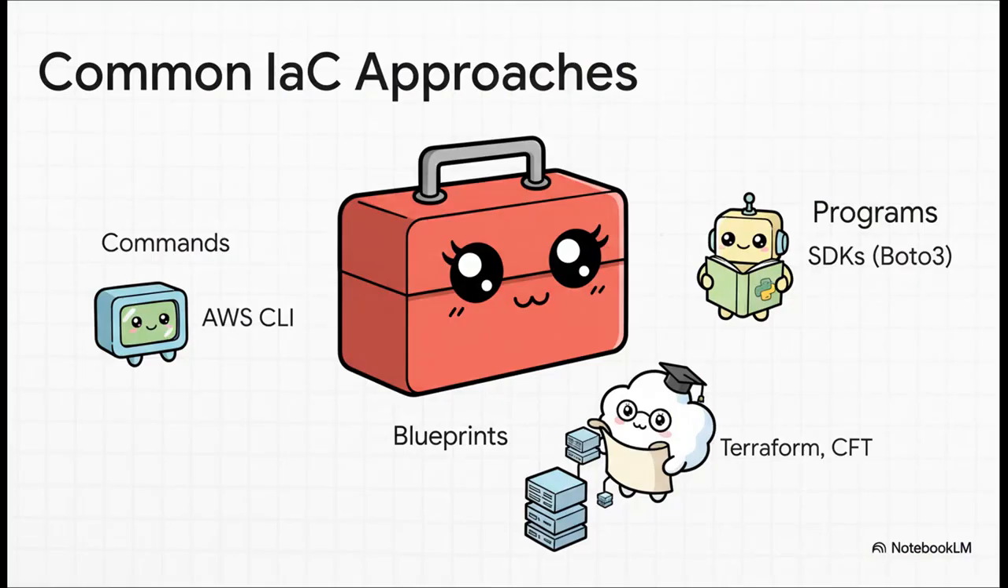Now, you're going to hear about a ton of different tools for IAC. Names like the AWS CLI, Boto3, CloudFormation, CDK, Terraform. Don't get bogged down trying to memorize them all right now. The main thing to know is that some are like a recipe, giving step-by-step commands, and others are more declarative, where you just describe the final meal you want, and the tool figures out how to cook it. There's a tool for pretty much every need.